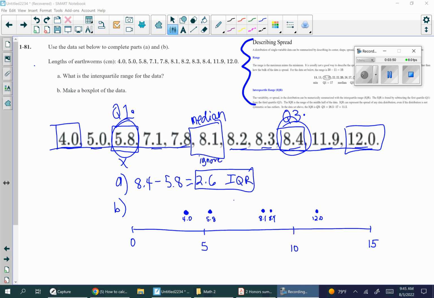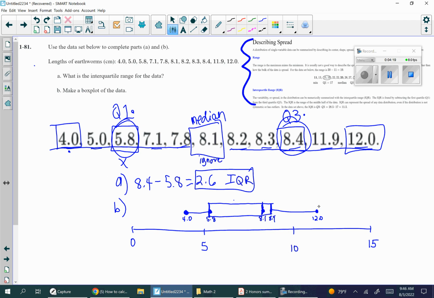All right, so these are approximations. I plotted the 4 right here, the 5.8, the 8.1, the 8.4, and the 12. Now, that doesn't mean a whole lot right now, but what we do is we take the center 3, this is a lot, I know, probably coming at you, and we draw a line through them like this and draw the actual box around it, and then we draw the lines, or the whiskers, extending from the box.